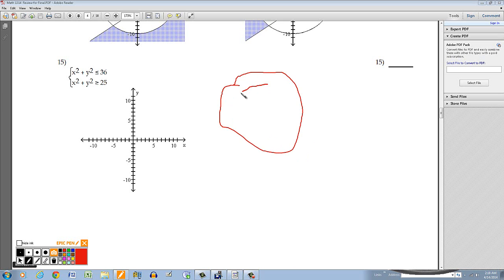So this one's going to be inside, like this. And notice this is the bigger radius here. This one reads less than, so this one's going to be shaded this way, below, inside the circle. And this one reads greater than, so that means I'm going to shade outside the circle here. So my solution set then would be the region that's inside the bigger circle, but at the same time outside the smaller circle. So that would have to be this region right there.